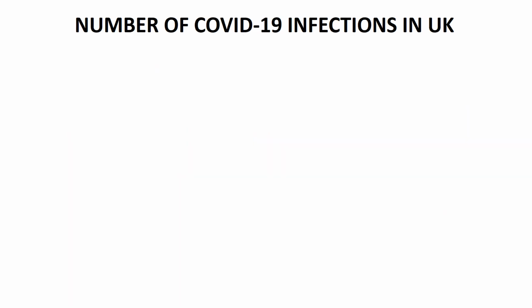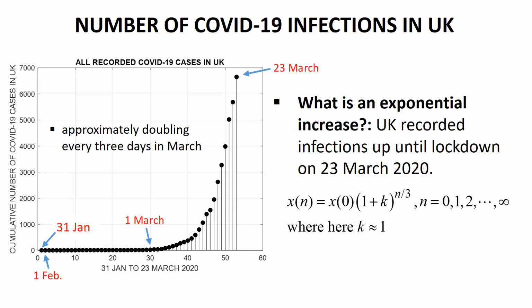Okay, I first noticed the number of COVID-19 infections in the UK growing rapidly when I was watching the news one night, and I went to the government website and downloaded the data on the cumulative number of COVID-19 cases in the UK. That's the total number of people who've been infected since the virus began. And I noticed that it was exponentially increasing. Now, the press talked about exponential increase, but didn't explain what it was.